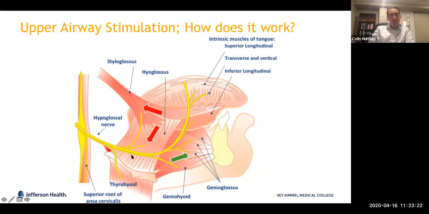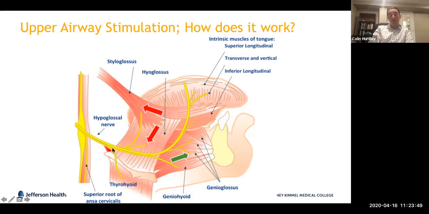The Inspire device, with this, you're trying to exclude these retrusor branches, the nerve fibers traveling to the styloglossus and the hyoglossus. We're trying to place that electrode on the medial portion of the nerve, the portion that supplies the genioglossus, the geniohyoid, and also tries to catch some of those transverse and vertical intrinsic muscles.